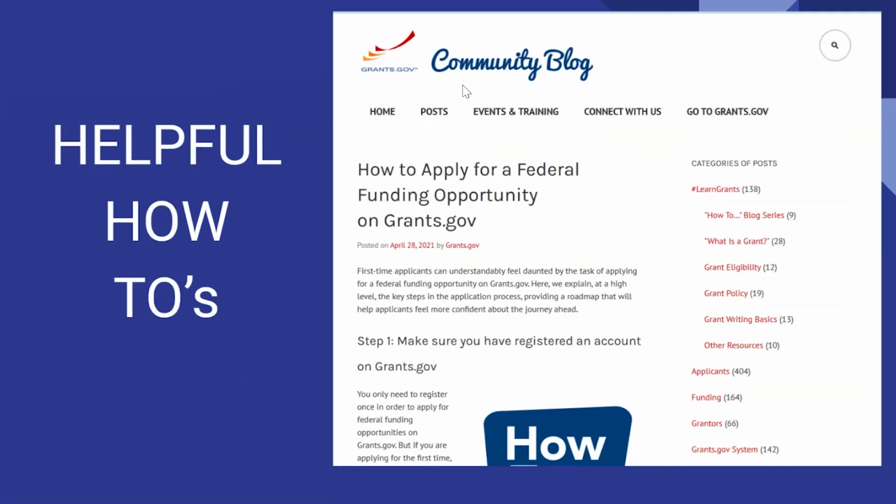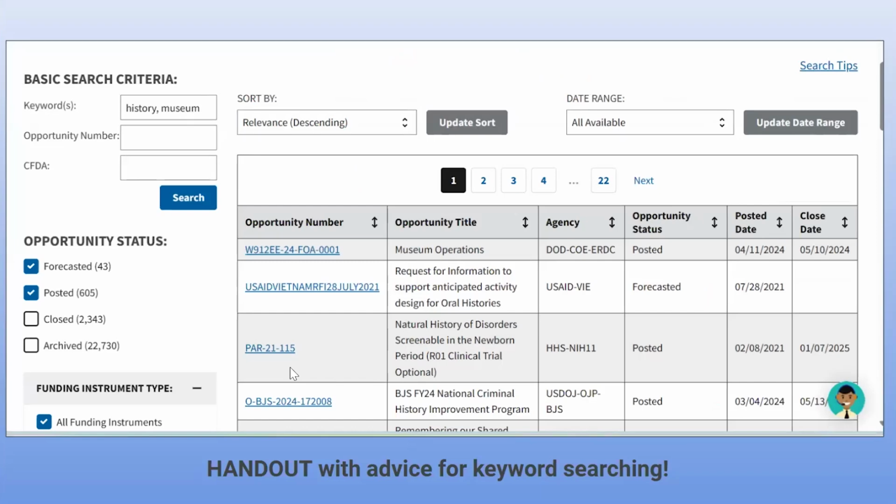So this is their community blog, but if you Google grants.gov helpful how-tos, this community blog shows up. And they literally have all these different steps about how to be eligible, how to even write a basic grant for them, how to apply, and so forth. So this is really, really helpful. It takes you step by step. Step one, make sure you have a free account on grants.gov, right? So they're going to take you through all those steps. And then this is what the search engine looks like.